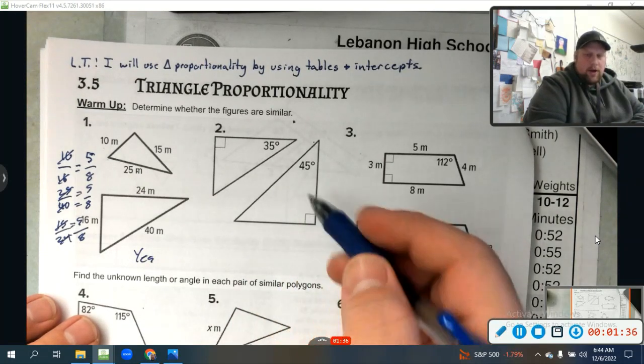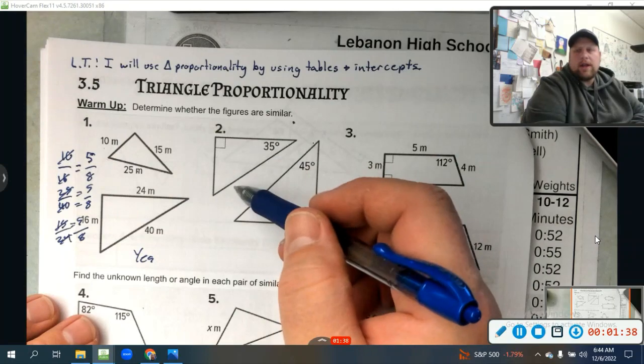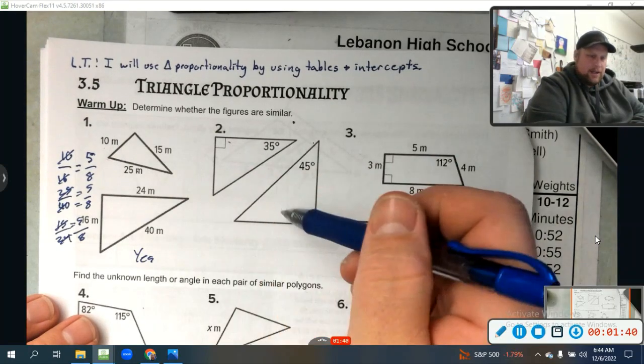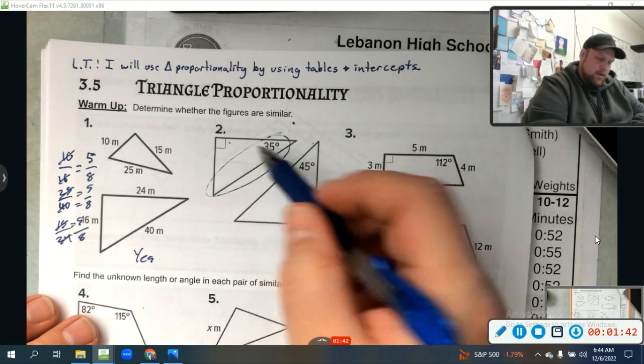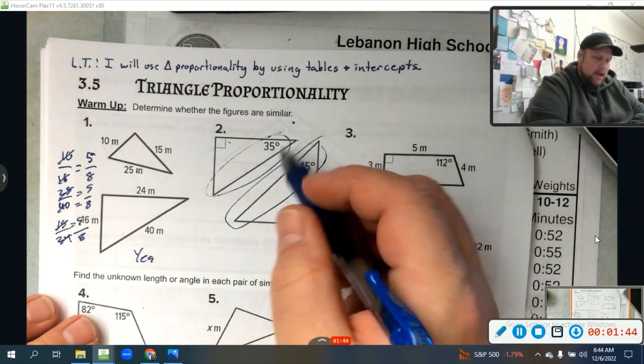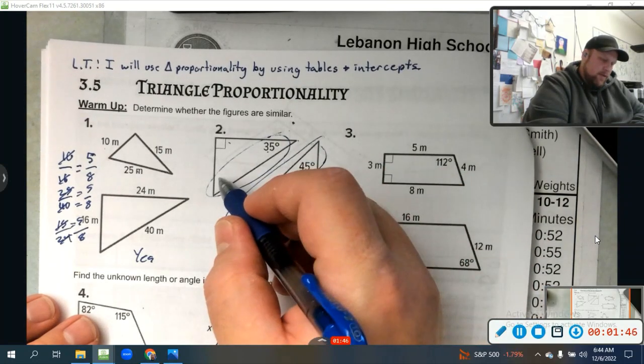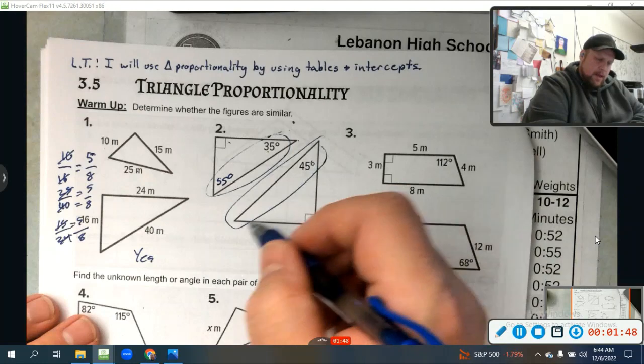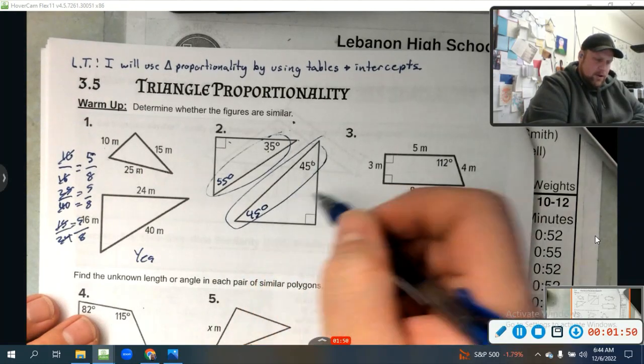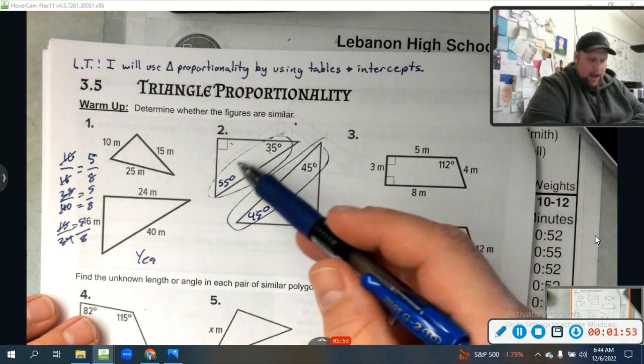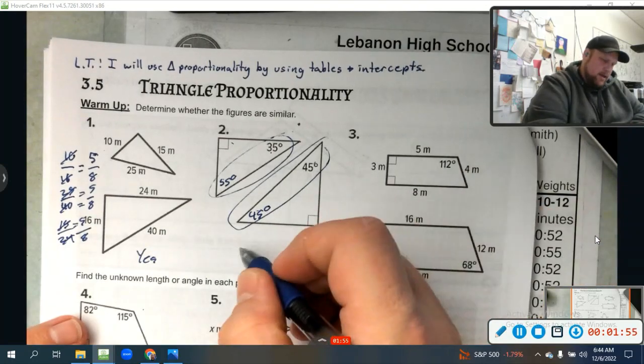See these two angles right here. All I have to do is, since all the angles in a triangle add up to 180 degrees, and each is a right triangle, I know these two angles will always add up to 90. So what's 90 minus 35? Well, that's 55 degrees. And what's 90 minus 45? That's 45 degrees. These are different angles, so right away, not similar.